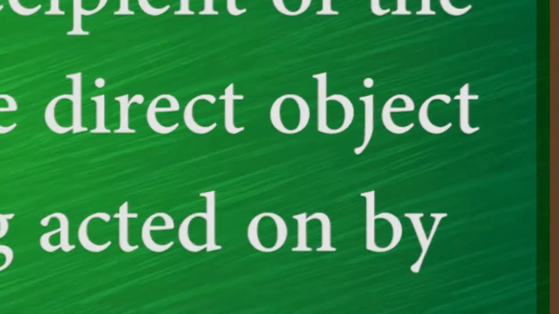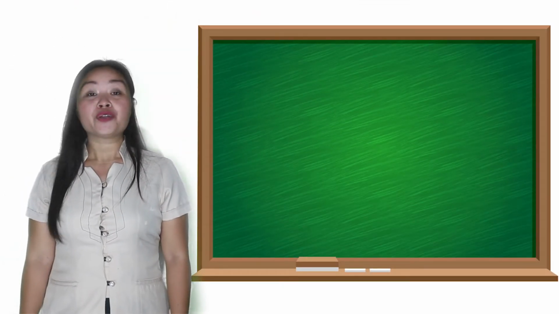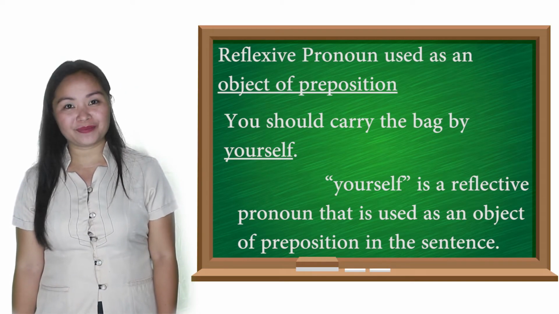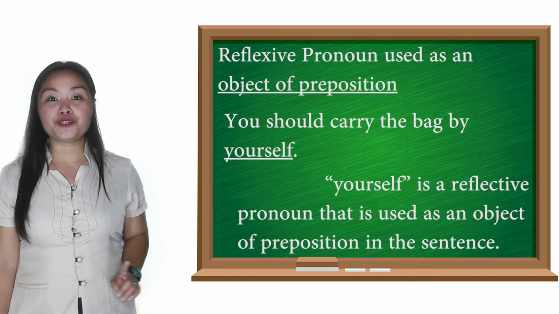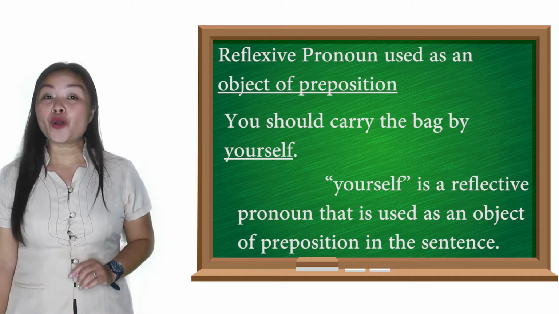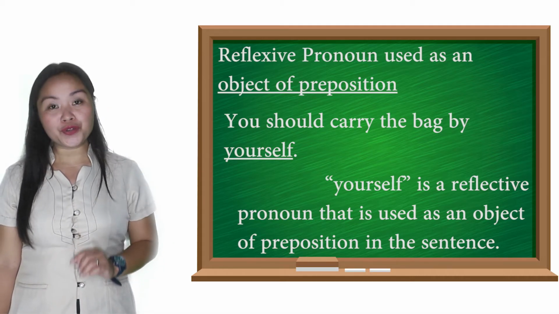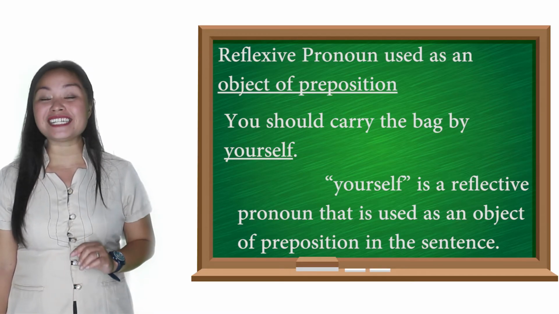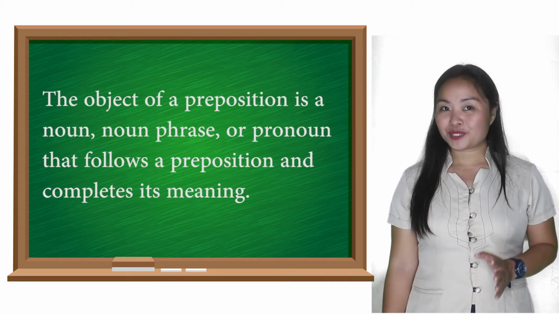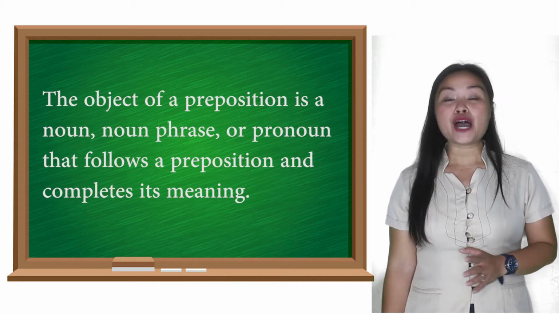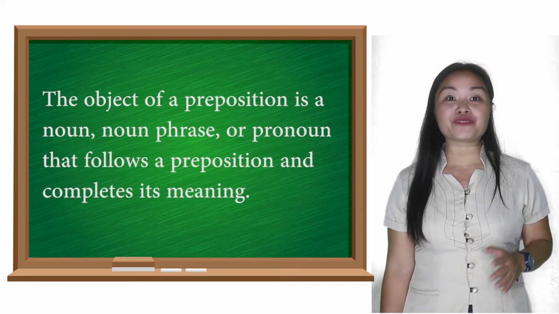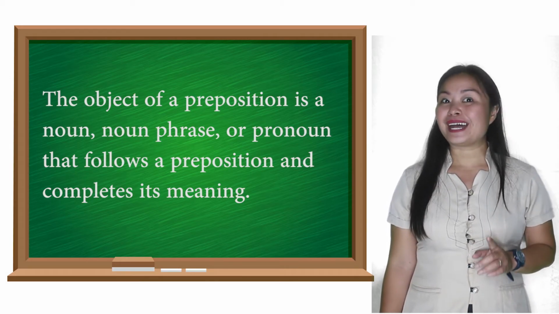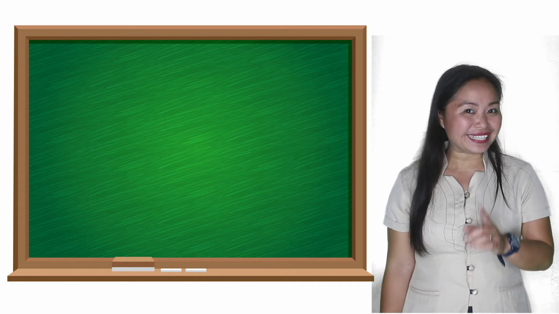Let's learn more. Another example, reflexive pronoun used as an object of the preposition. You should carry your bag by yourself. Yourself is a reflexive pronoun that is used as an object of the preposition in the sentence. The object of the preposition is a noun, noun phrase, or pronoun that follows a preposition and completes its meaning. Is that noted? That's great!